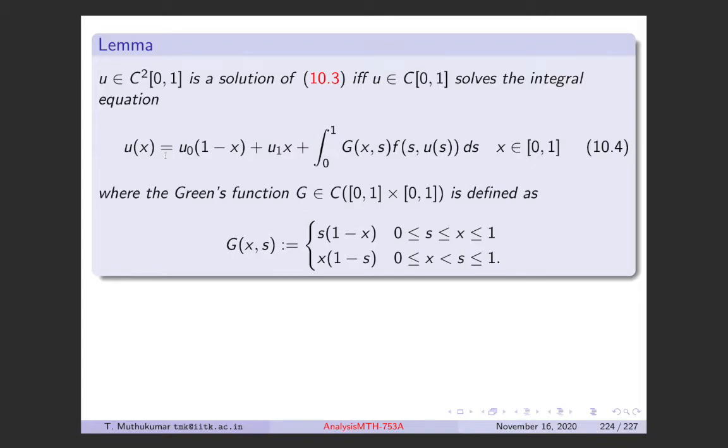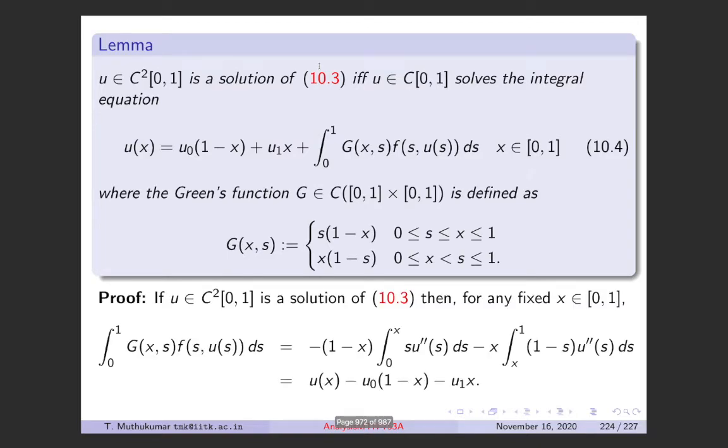So what this lemma is saying is that any solution of the ODE is a solution to this integral equation. Similarly, any solution to this integral equation will actually be a solution to your ODE. Nice. So to prove this, let's start with the first direction. Suppose u is a C2 function on the closed interval [0,1], which is a solution to the ODE.